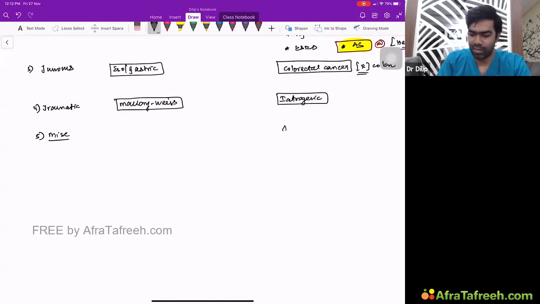For example, you have anal fissure, which usually causes severe pain but generally does not cause bleeding. Most often they cause pain. That's the presentation of anal fissure usually.